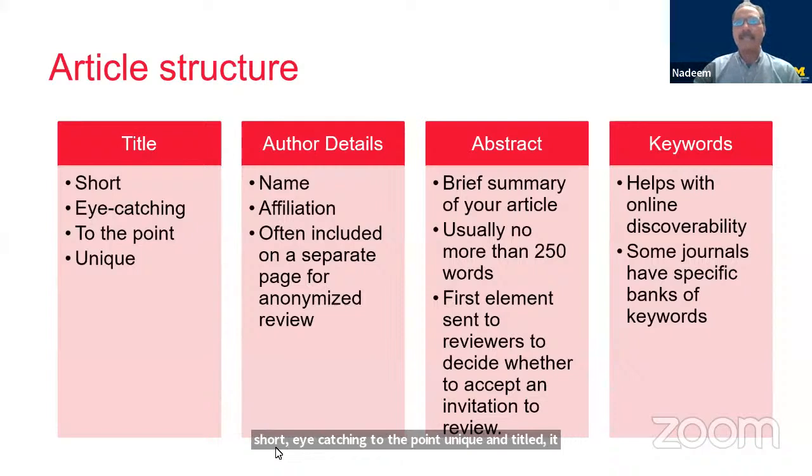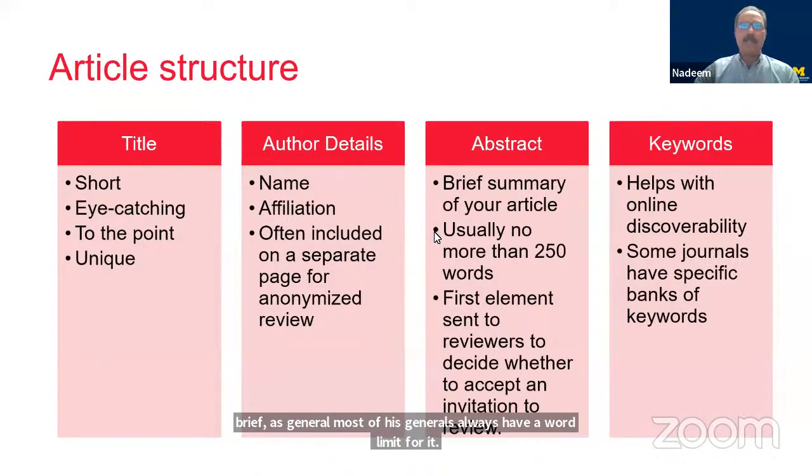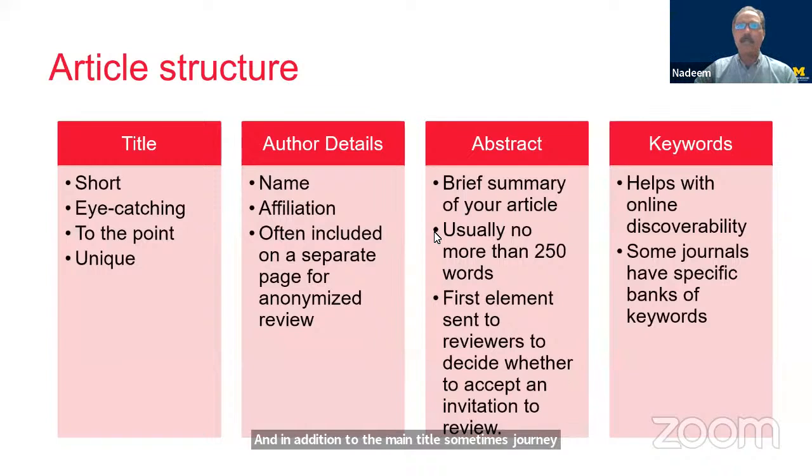It can enhance searchability and engage your readers from the start, so much so that it can impact the everlasting success of your article. Title has to be brief, as most of the journals always have a word limit for it. And in addition to the main title, sometimes journals also ask for a short title, which usually appears as a header on the published article on individual pages.